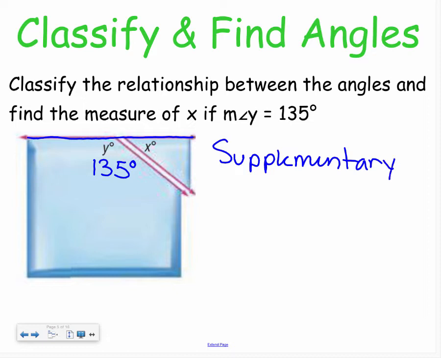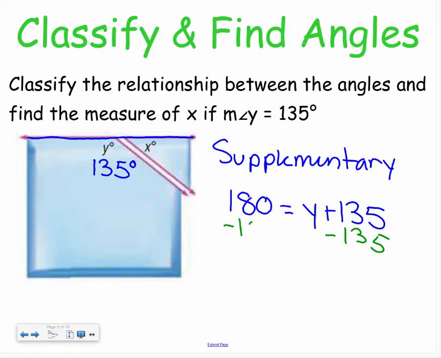Since we know supplementary angles add up to 180 degrees, to find x, we have 180 equals x plus 135. The next step to solve would be subtracting 135 from both sides, leaving us with x being a 45-degree angle.